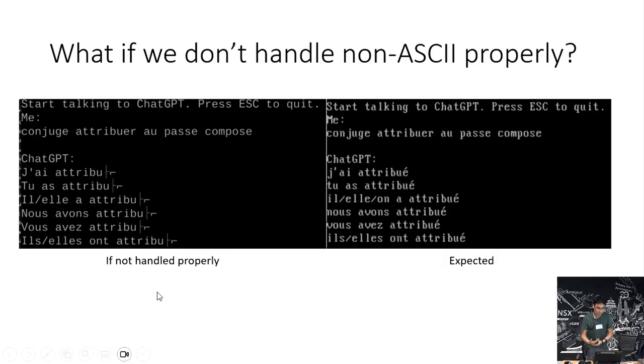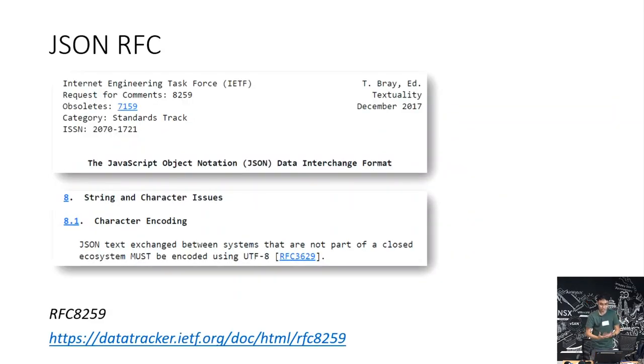Then another problem comes. What happens if you don't handle non-ASCII keys properly? This is the example here. This is not a default ASCII character. It's used in languages like French. If you don't handle it properly, this is what will come out. The PC doesn't know what to do with it, and just prints it out directly like that. Why does this happen? It's because of UTF-8. JSON, this is an RFC standard, says that you must encode using UTF-8. Do you think DOS supports UTF-8?